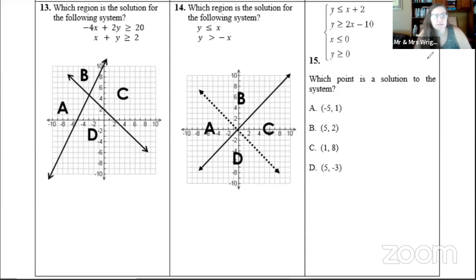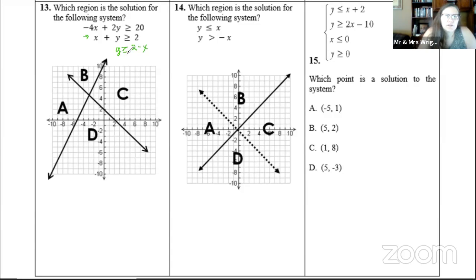Which region is the solution for the following system? So there's a few ways that you can do this. The first way is you could solve for y in order to go ahead and shade this, or you can just pick some points on here and plug it in and see what works and what doesn't work. I want to solve for y because to me it's just as easy. So I'm going to go ahead and solve for this second one right here, and it's just y is greater than or less than 2 minus x.